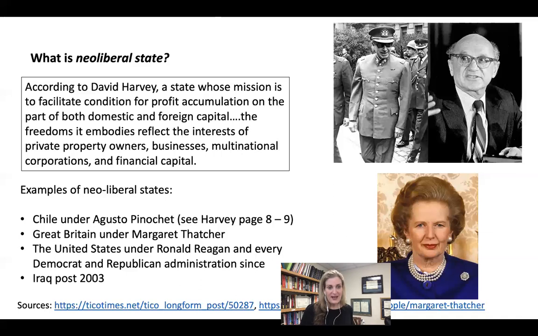And the book also talks about how the Iraqi coalition after the second US-Iraq war in 2003, how Iraq post-2003 also had a coalition government that was a neoliberal state that pretty much opened up Iraq's natural resources to the highest international bidder and really created neoliberal economic conditions for wealth accumulation.